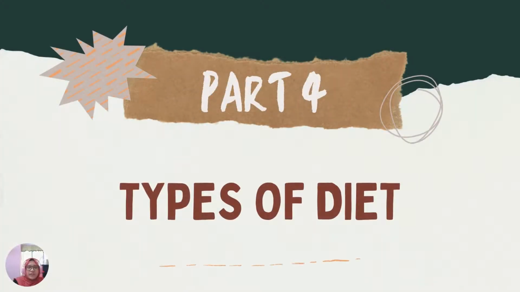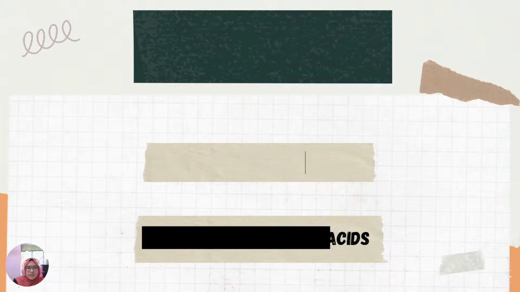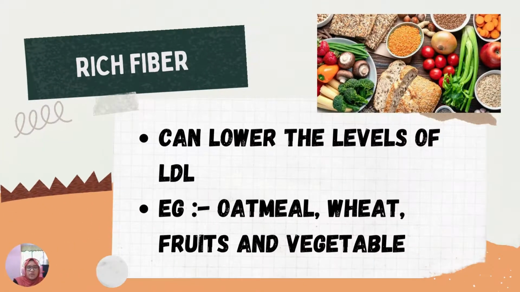The last part is the types of diet that the patient can follow to manage their metabolic syndrome. First, the patient can follow a rich fiber diet. Fiber can lower the level of LDL. Examples of foods rich in fiber are oatmeal, wheat, fruits, and also vegetables.